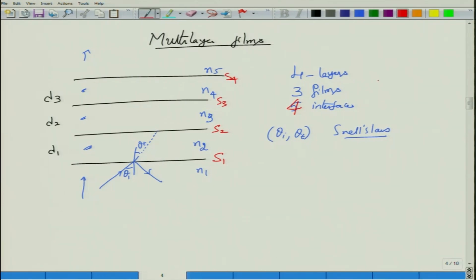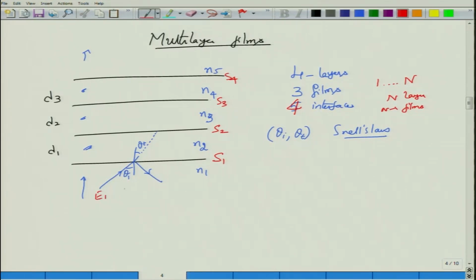The number of S matrices required for this one will be 1 to n. In general, for n layers, there are n minus 1 films. If you consider n films, there will be n plus 1 layers, and therefore there will be n plus 1 matrices. Okay. And what are the electric fields here?